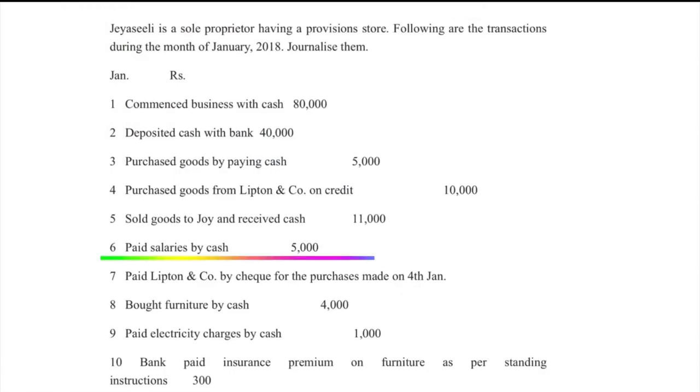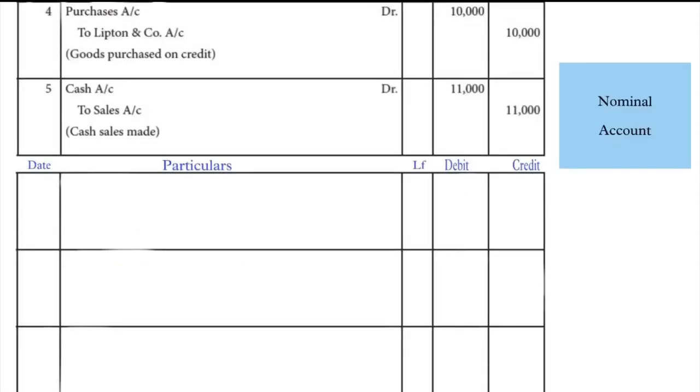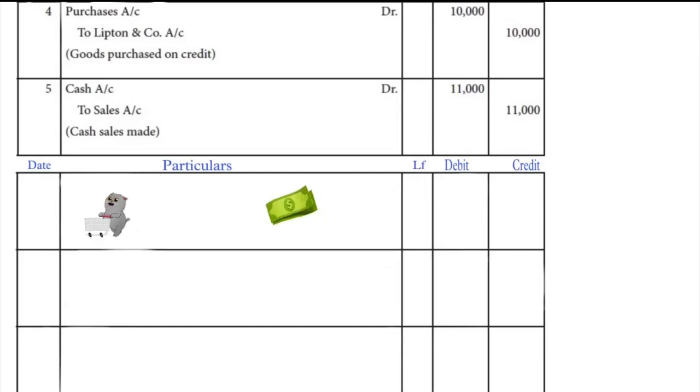The sixth transaction is that we paid salaries by cash 5,000. The accounts involved are a nominal account and a real account, so we debit our expenses and we credit cash. So the entry we pass is salaries account debit to cash account, being salaries paid.